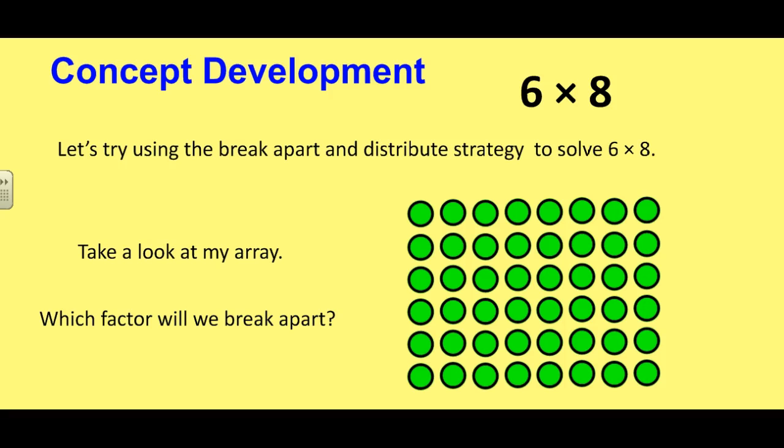So let's try using the break apart and distribute strategy to solve 6 times 8. Take a look at my array, and also I want you to draw this array on your board. Push pause so you can do that. So which factor are we going to break apart? Normally we've taken our first factor in the problem and that is the one that we broke apart, but today instead of breaking apart the 6, we're going to be breaking apart the 8 to help us solve this equation easier.